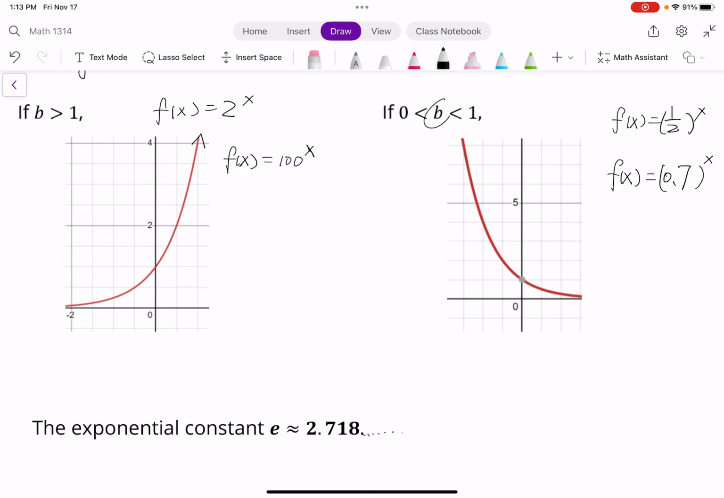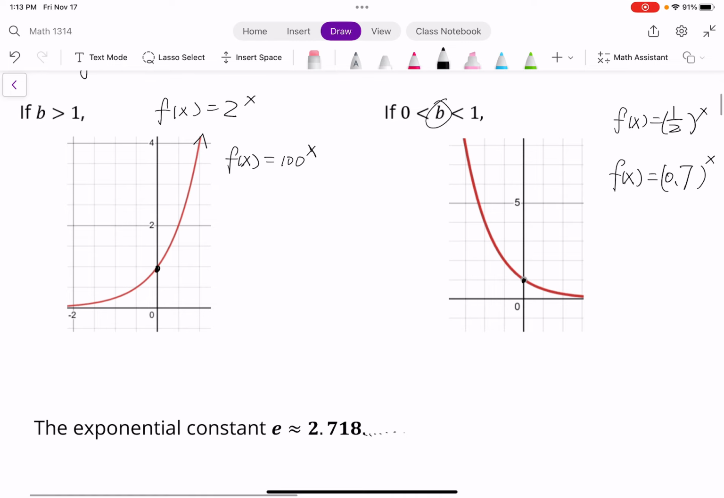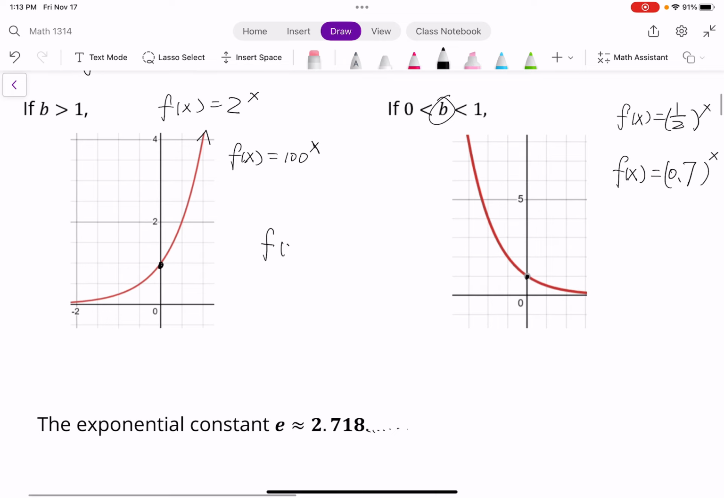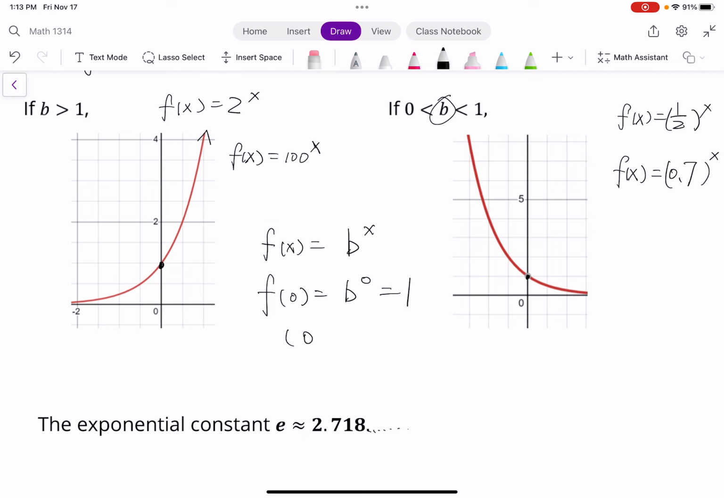So the base b is between 0 and 1. We are having a decreasing function. For all the exponential functions, increasing or decreasing, b is between 0 and 1 or greater than 1. They all go through a special point, which is (0, 1). Because if I have the function f of x equals b to the x, and input x equal to 0, b to the 0 power is 1. So the point is (0, 1).